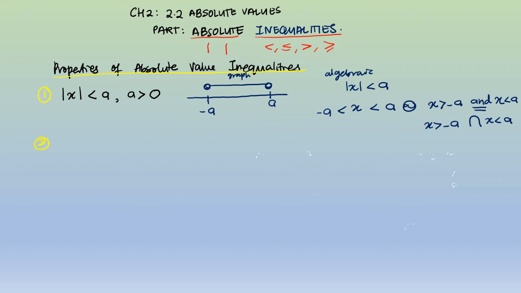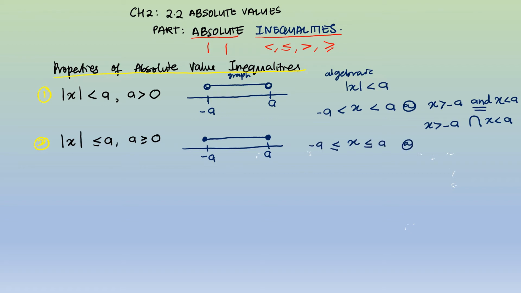Let's look at number 2. What do we have? Modulus x less or equal to a for a greater or equal to 0. So here the symbol is double. We're still playing with a and negative a, so our solution involves dense circles, because the symbol is double. For algebra, x greater or equal to negative a and x less or equal to a, or we can change the symbol using the intersection symbol.